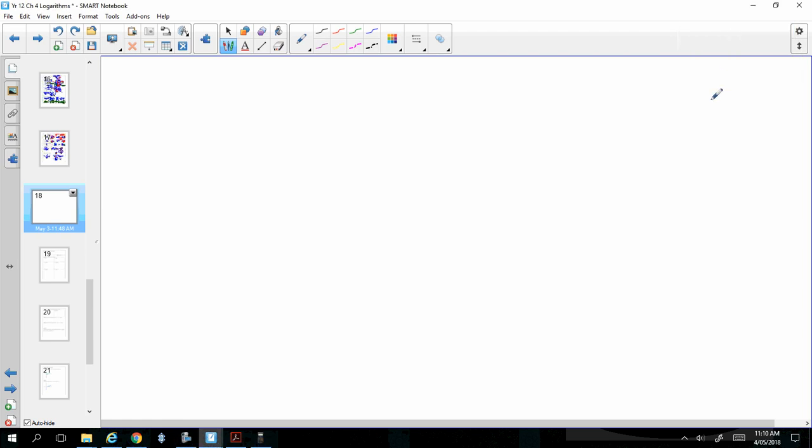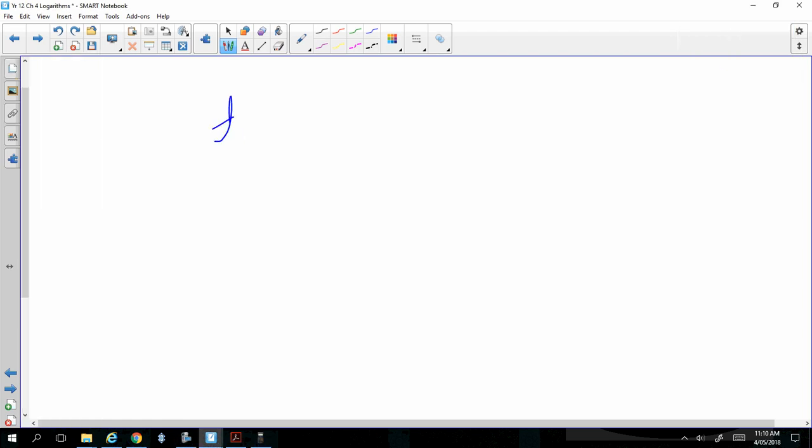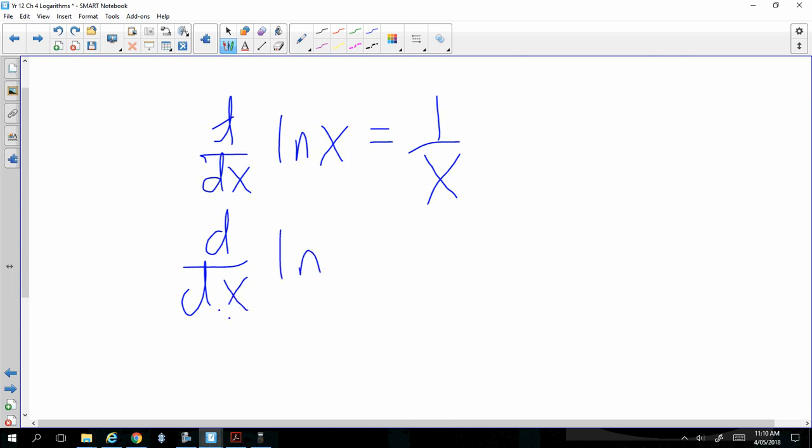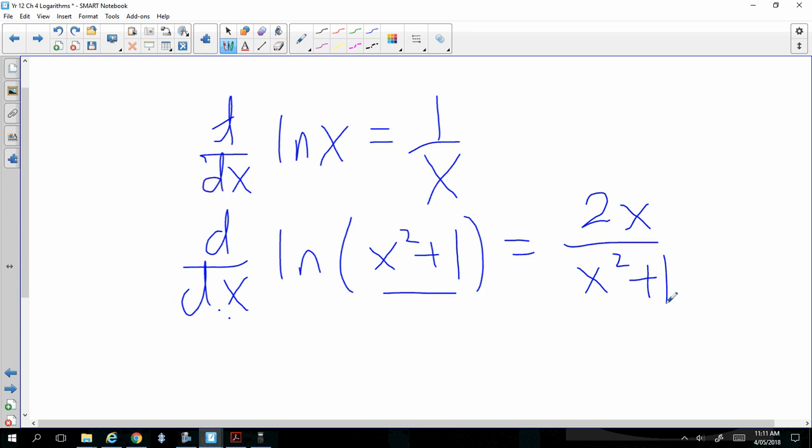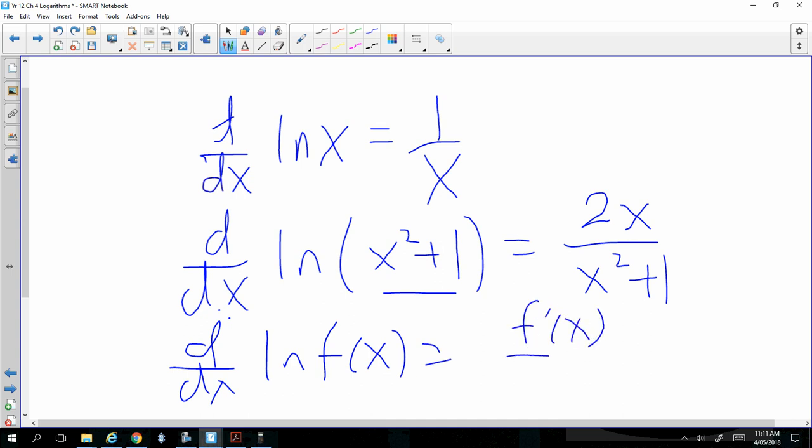Last lesson we learned how to differentiate log. When we differentiate ln x, it's 1 on x. When we differentiate ln of a function, say ln of x squared plus 1, you have to differentiate x squared plus 1, which is 2x, over the original. So basically, if I differentiate ln of a function, it becomes f dash over f x. That's what we did last lesson.